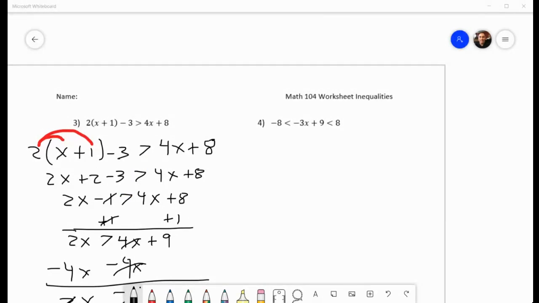Now notice here, we have a compound inequality, right? Namely, we have 2 inequalities we want to solve at once. Okay, it's not so bad because we're essentially going to solve them both at the same time. So let's do that. Let me write it out: negative 3x plus 9 less than 8 greater than negative 8. So that's what we have here.